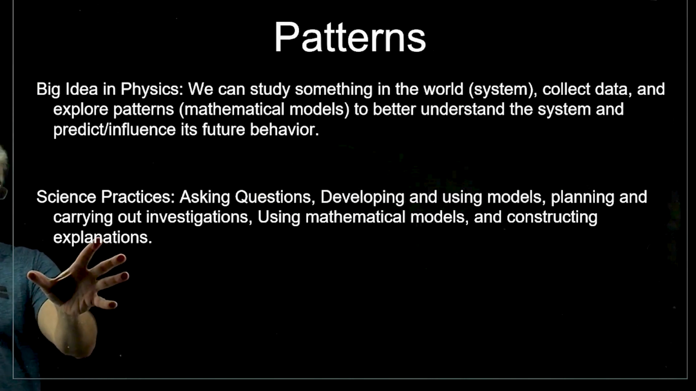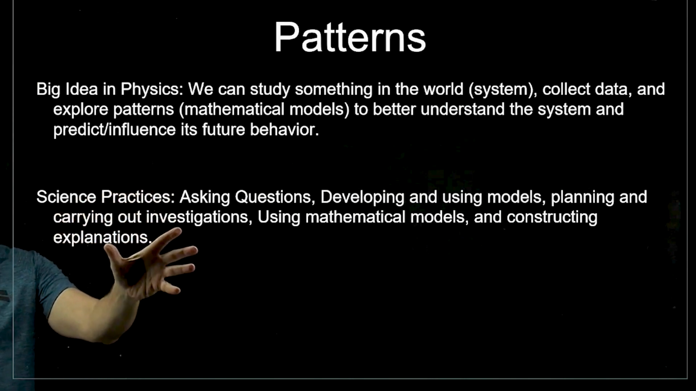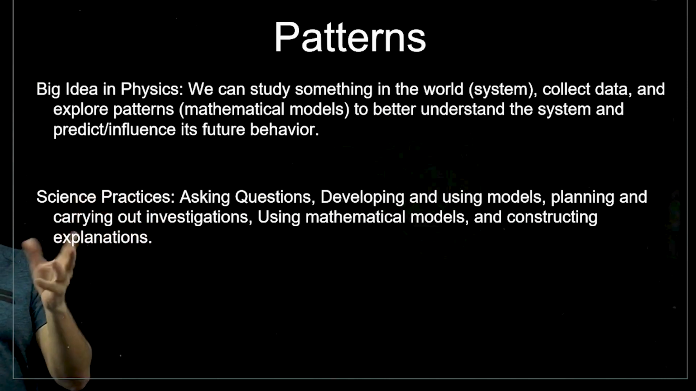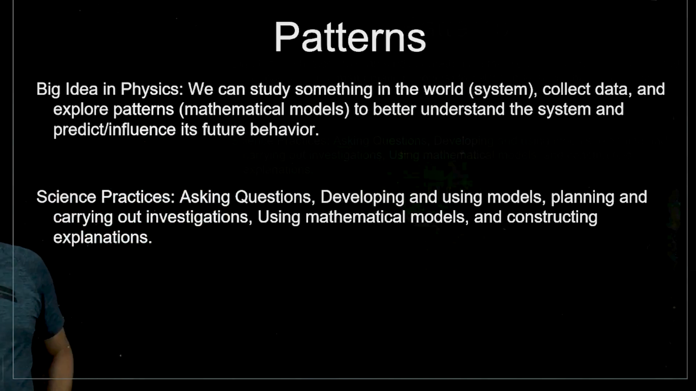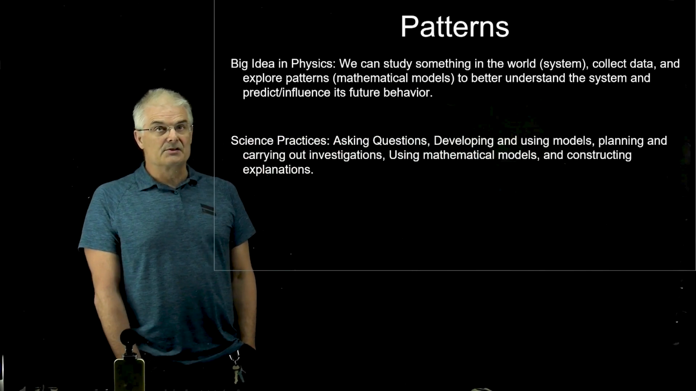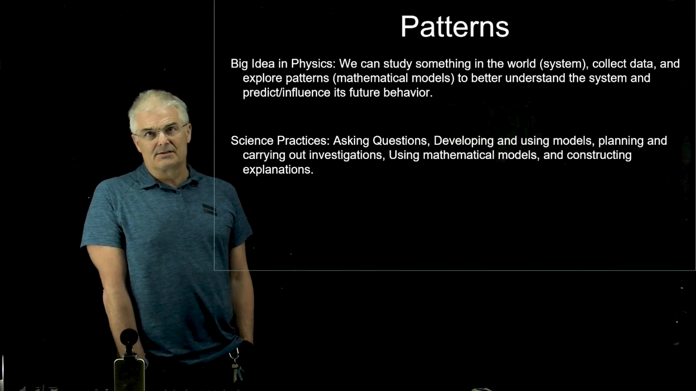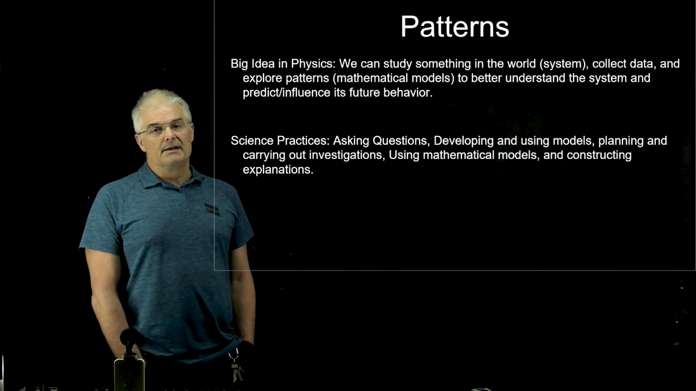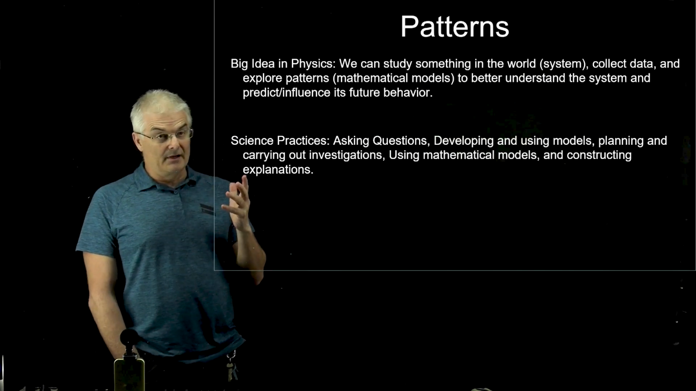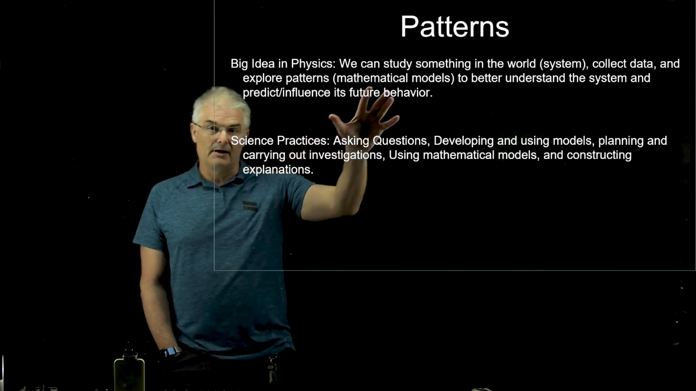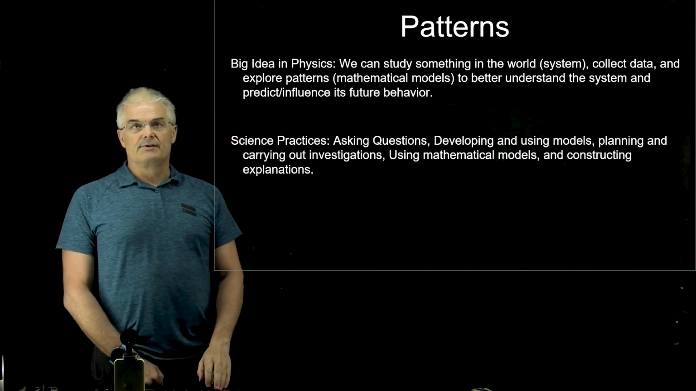And what are the practices that scientists use? You can see them here. They ask questions, they develop models, they plan and carry out investigations, experiments, they use mathematical models, and they construct explanations. So these are the patterns. This is the big idea of actually really all of science. This is kind of what science is. But in specific, don't panic if you're like, oh, I don't get math. It's easy math. We're going to be looking particularly at the mathematical models of science.